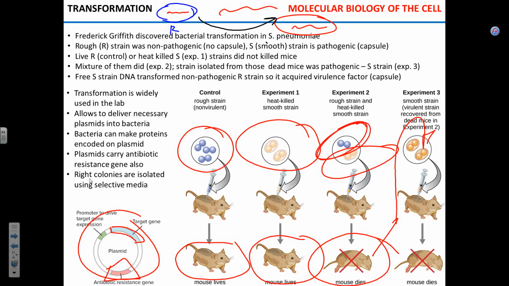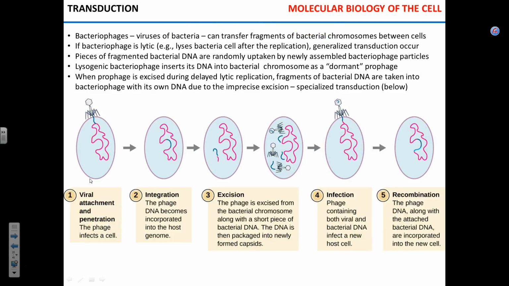Plasmids are probably the most notorious way of spreading the antibiotic resistance through the population. Okay? That is really scary. Thank you for the great question.